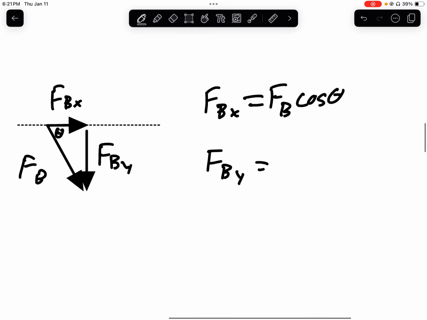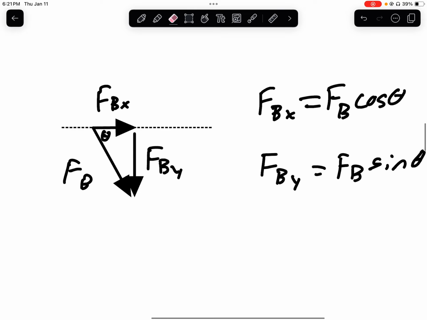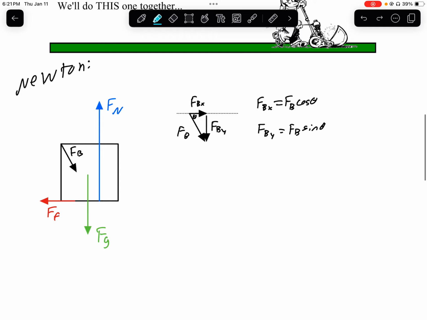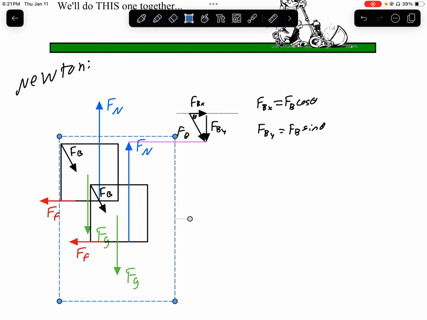All right, Bob y is going to be Bob pushing times the sine of the angle. Just remember, we've got opposite and hypotenuse for the sine function, adjacent and hypotenuse for the cosine function.